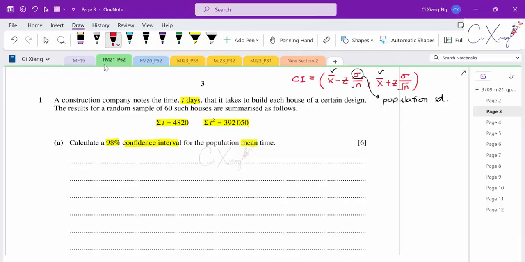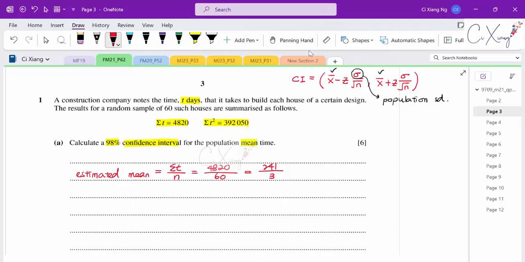Alright, so let's start our calculation here. First of all, I want to calculate the estimated mean from the value of the sample. The estimated mean is basically the same as the sample mean. So I have summation of T divided by n, and the answer is 4820 divided by 60. If I simplify it, I will have 241 over 3. I will keep it in fraction form because later I want to substitute this value inside my confidence interval formula.